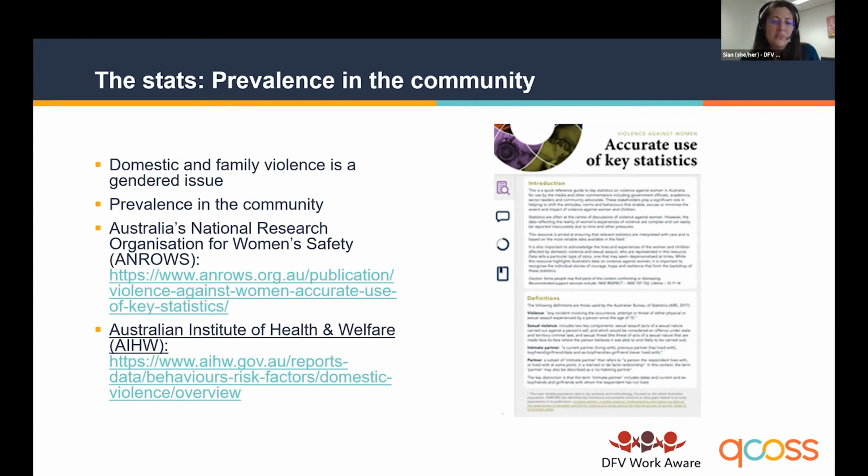Another thing to think of, particularly for people who are living and working outside of metro southeast Queensland, is that women living outside of metro areas are more likely to experience domestic and family violence than people living in metro areas. So that's got implications for our workforces outside of those areas. So now we have an idea of the prevalence of domestic and family violence in the community, and we're going to narrow our focus to the workplace.